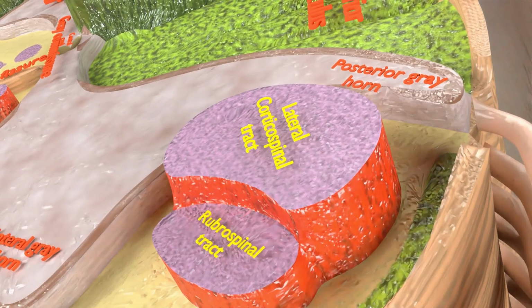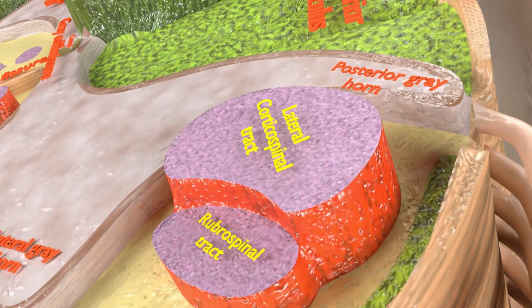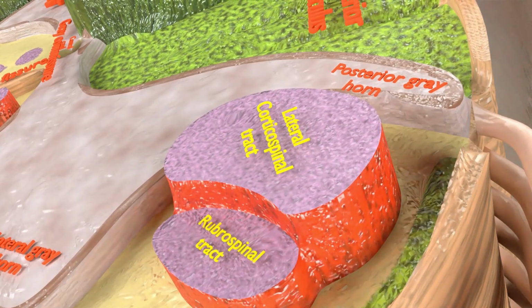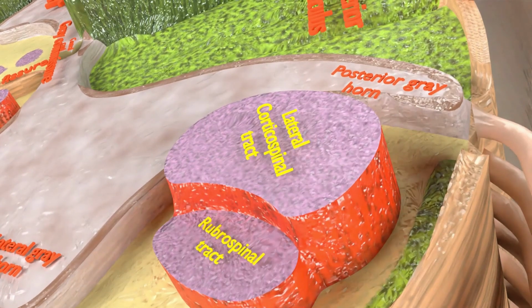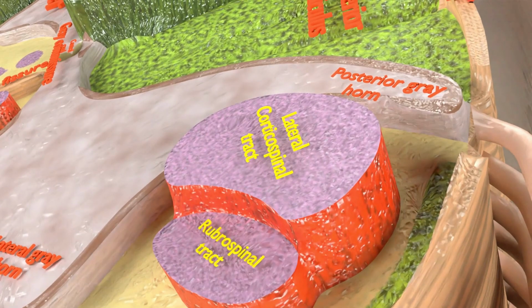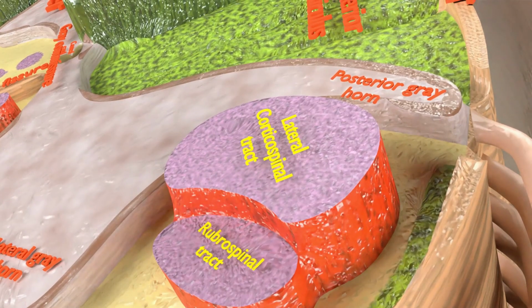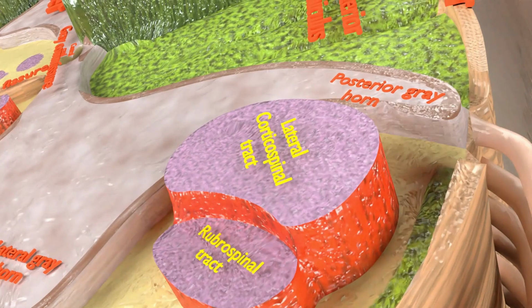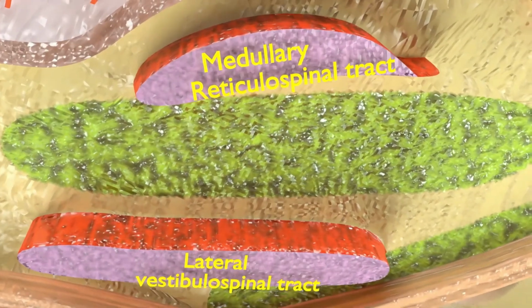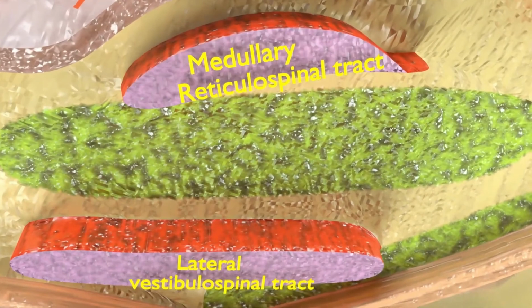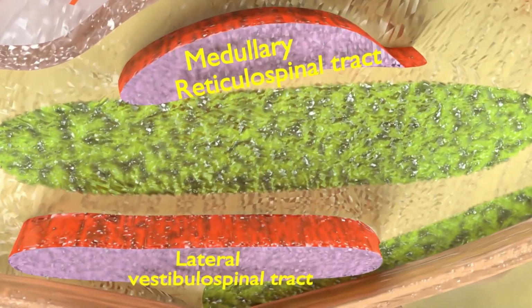Anterior and lateral corticospinal tracts convey skilled voluntary movements. Rubrospinal tract facilitates flexors and inhibits extensors. Vestibulospinal tract facilitates extensors and inhibits flexors.